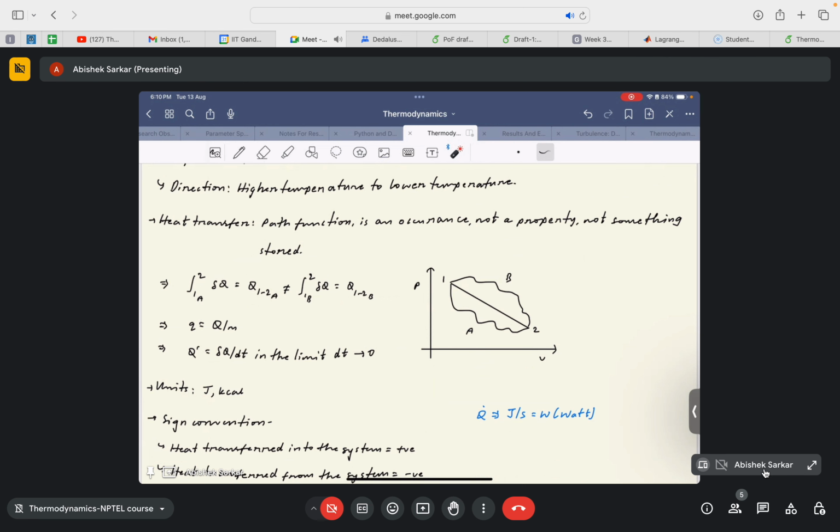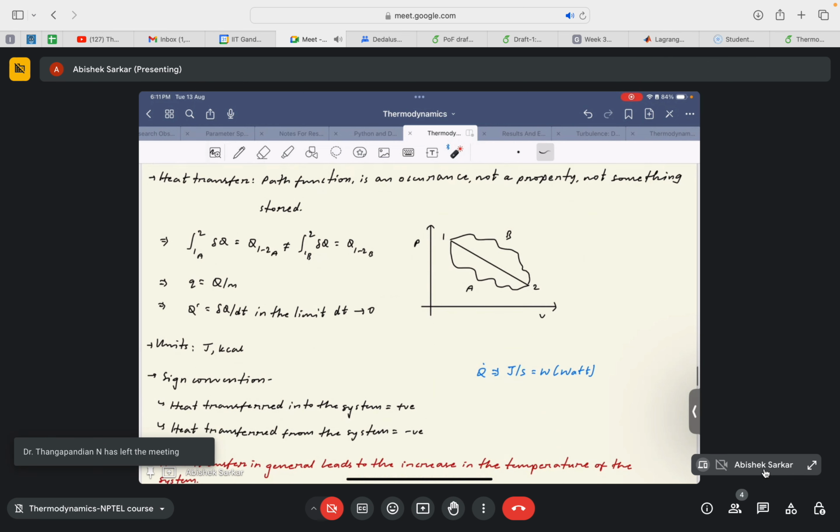Now this is the important part, the sign convention. As I discussed in the previous week, for a work transfer, if the work transfer is into the system, then it is negative, and if the work is done by the system, then it is positive. So work done by the system is positive and work done on the system is negative.